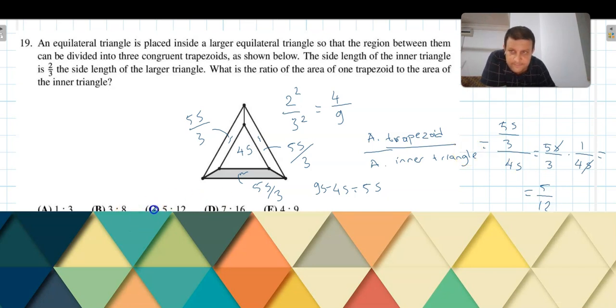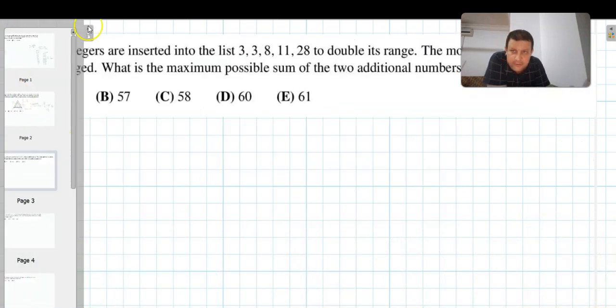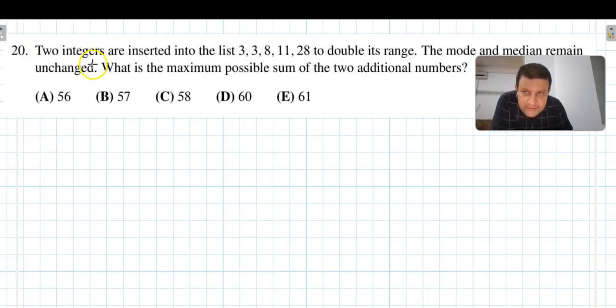The answer is C. Let's continue with the next question. Okay, this is a nice question. Two integers are inserted into the list 3, 3, 8, 11, 28 to double its range.